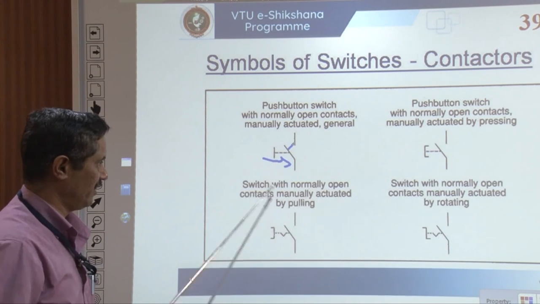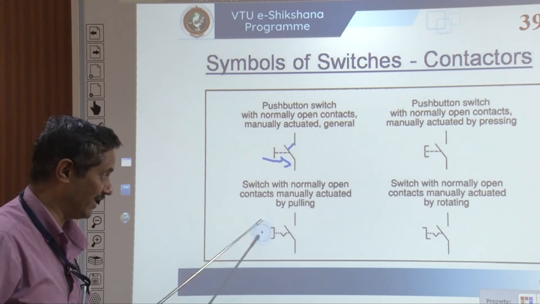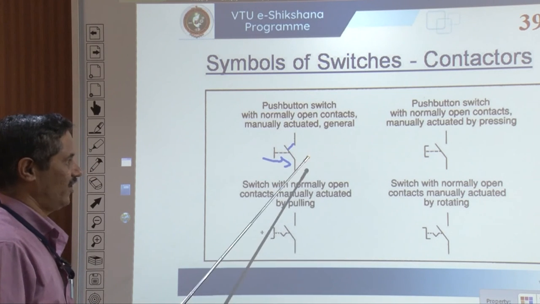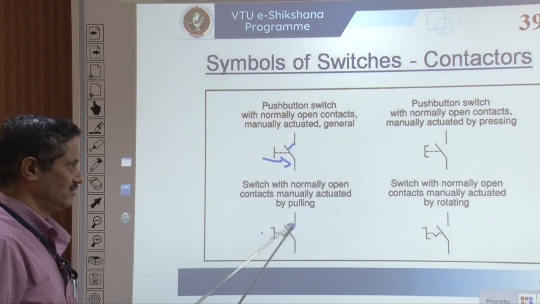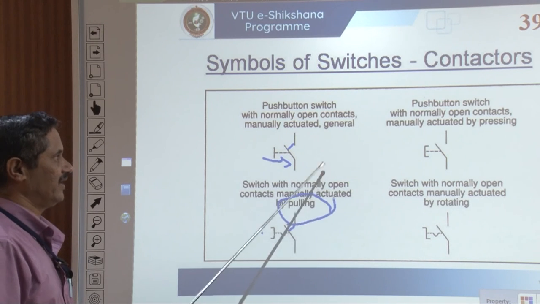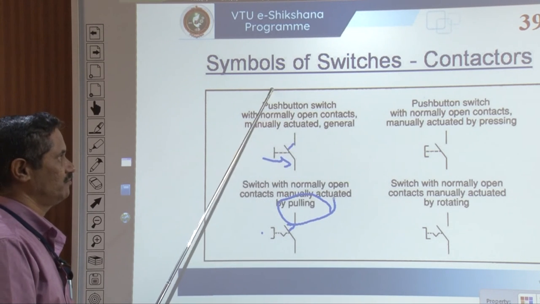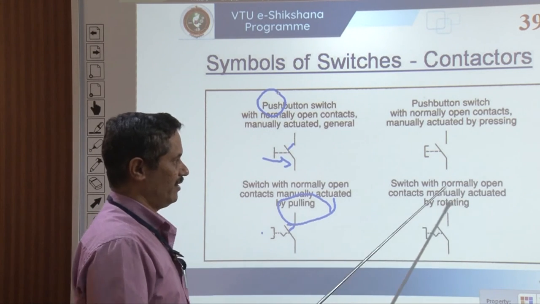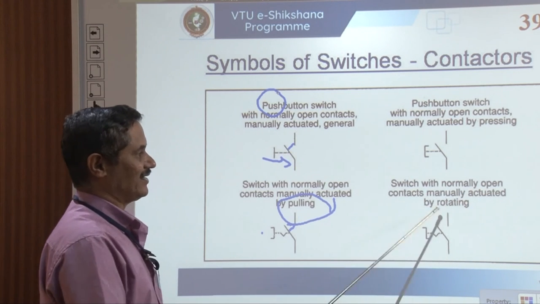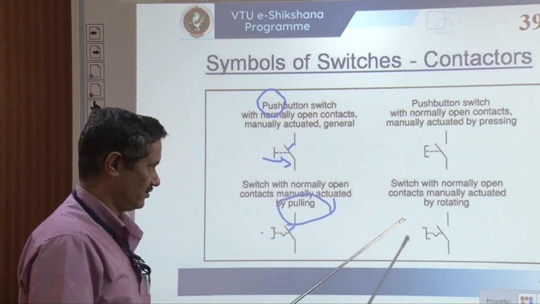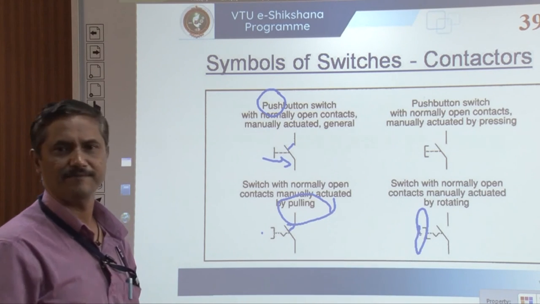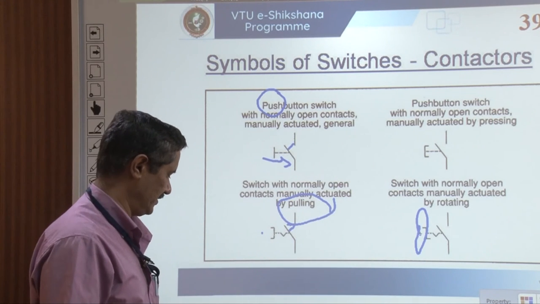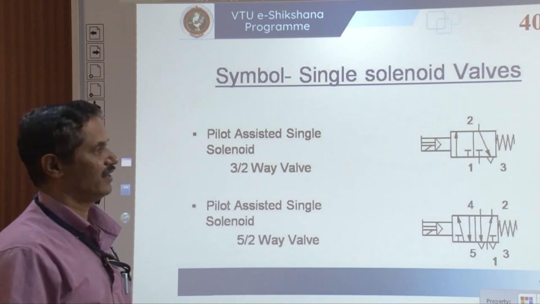Switching with normally open contact manually activated by pulling. Why only push? You can also use pulling as one of the methodologies to close and open the switch. So you can use either a pulling technique or a pushing technique to open and close the element. And this is a normally open contact manually actuated by rotating. So you can turn this. There are many ways to open and close your contact elements, switches. So that has been cleared.